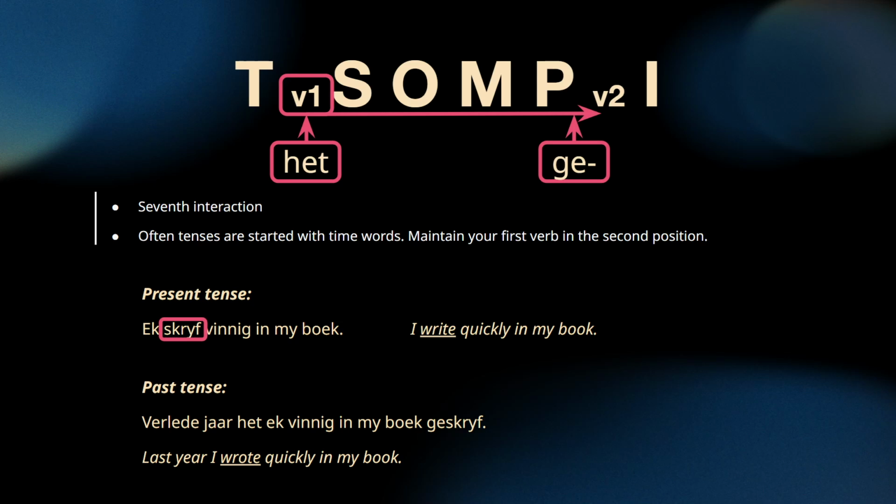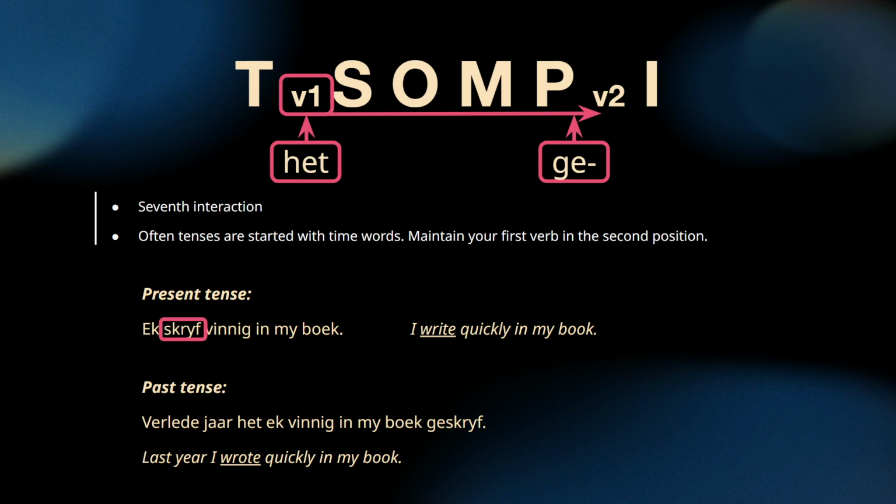My seventh interaction is when tenses are started with time words. We need to still remember that my verb needs to be placed in that second position. In the example, ek skryf vinnig in my book, I write quickly in my book. Sometimes we want to begin our sentence with an adverbial phrase of time. Verlede jaar, meaning last year.